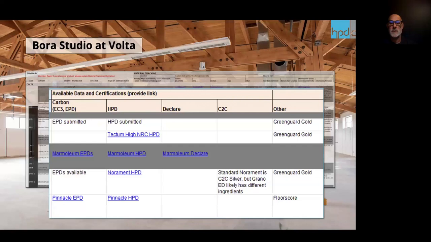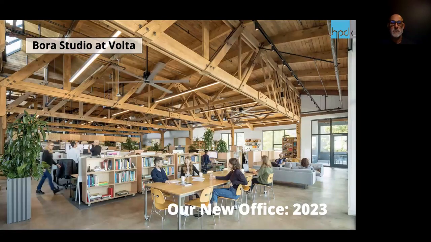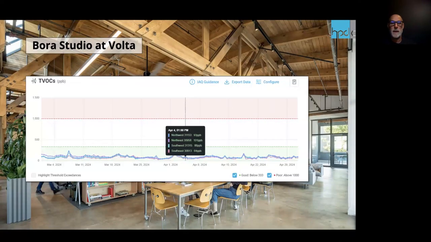For each product, we looked at all the available data and certifications, and from that tried to tell its story and evaluate it against our chemical avoidance list and other criteria. The resulting space has minimal materials, mostly wood, and no mystery products. And internal monitoring demonstrates the effectiveness of these strategies on maintaining a healthy indoor air quality.